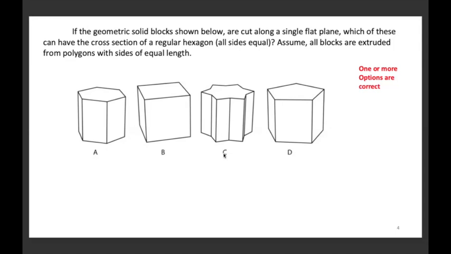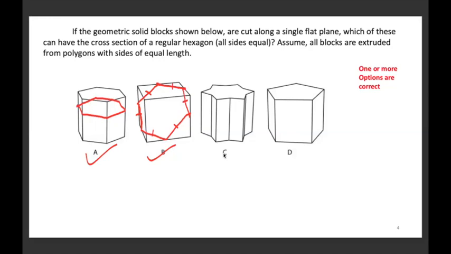First one, option A. Yes, a straightforward cross section will give us a regular hexagon anywhere along the horizontal plane. So yes, A is correct. In case of option B, if I cut a plane which connects all the midpoints of the sides like this, then we get a regular hexagon whose all sides are equal. So B is correct.